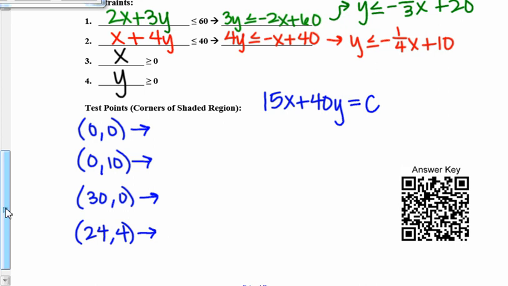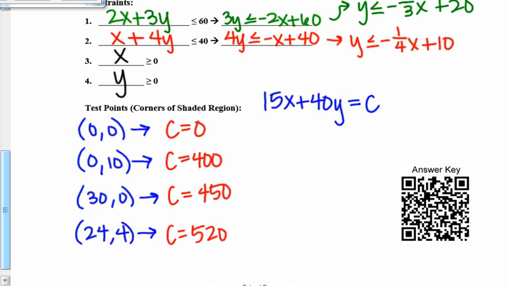So let's test those. When I plug in 0 for x and y, I just get c equals 0. When I plug in 0 for x and 10 for y, I get c equals 400. 30 for x and 0 for y, I get c equals 450. And then 24 for x and 4 for y, I get c equals 520. So if I'm trying to maximize my profits, that's the way to go. So basically the company needs to make 24 shelves and 4 desks.